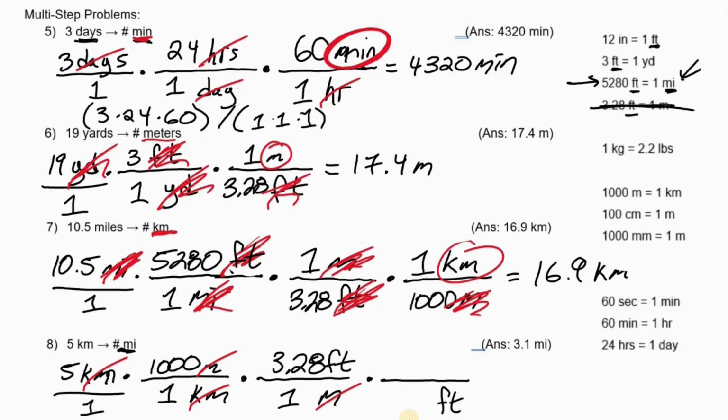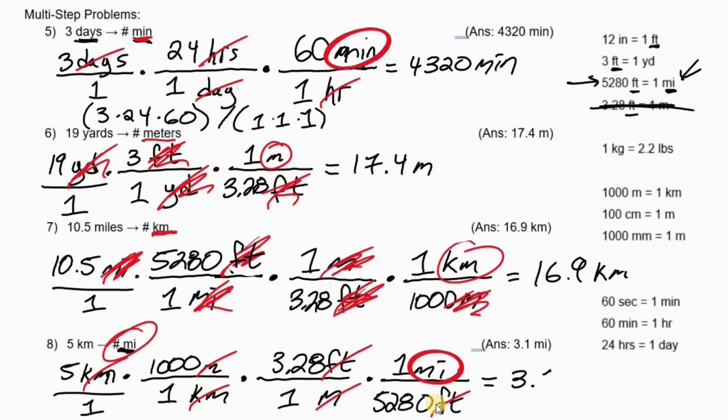How many feet do we have? We have 5,280 feet is equal to 1 mile. Our feet cancels out, leaving us with miles. Oh, wait a minute. Our goal is to get miles, and we have miles on the top over here, indicating to us that we're done with this problem. We just need to plug it in the calculator, and we're good. So you have 5 times 1,000 times 3.28. Take that, divide by 5,280, using the same methods that we used before.